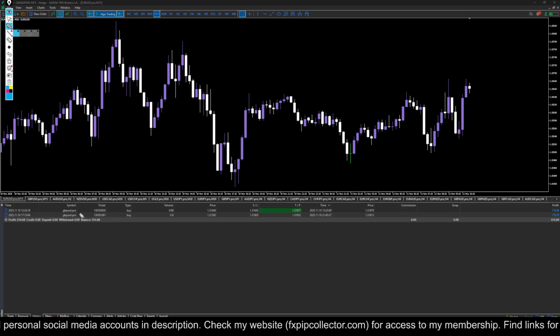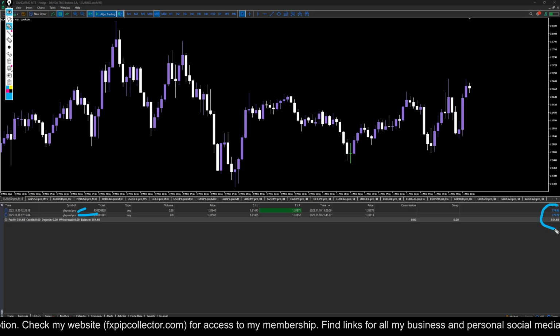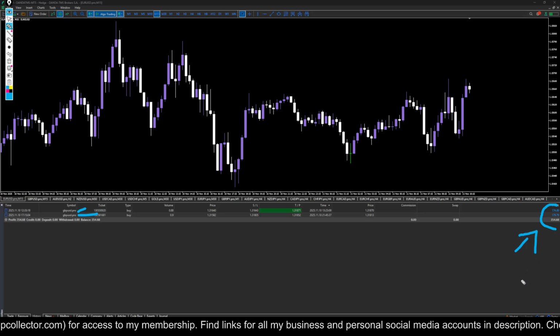I made two trades yesterday. I went long on the pound dollar twice. And with a 1,000 euro trading account, I made 354 euros yesterday. So yesterday I made roughly 35% gains on my capital using the Kelly criterion formula.